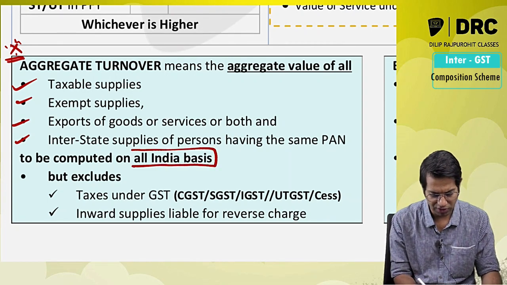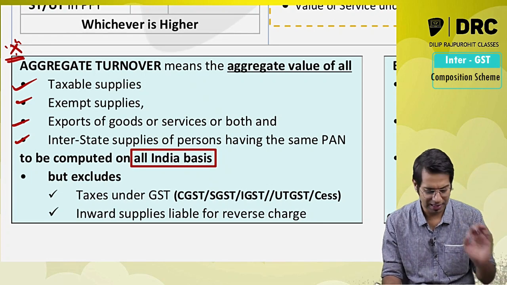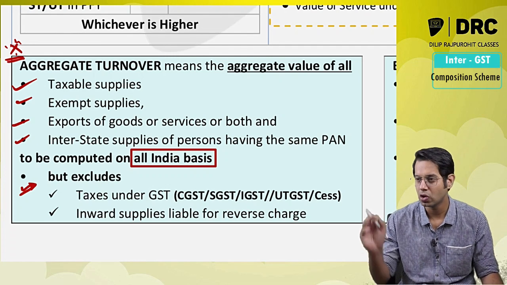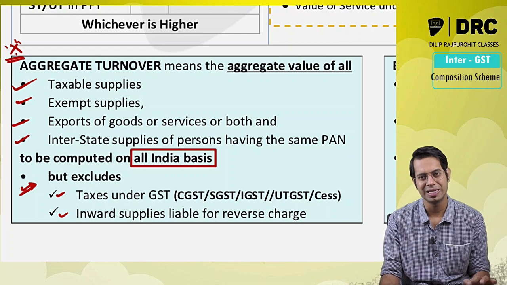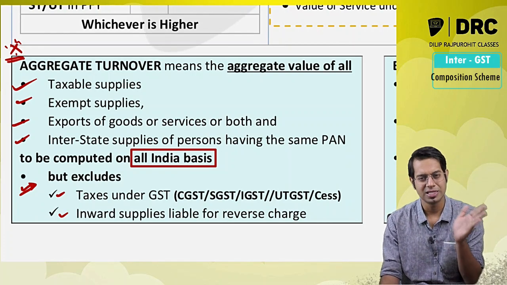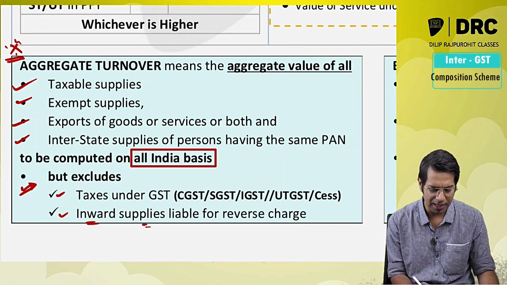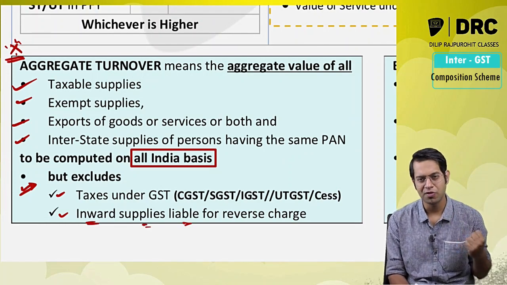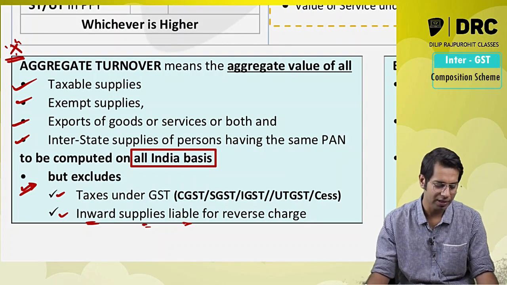This aggregate turnover is required to be computed by you on an all India basis or pan India basis. In computing it, you are not required to include, it shall exclude, the taxes under GST, that is IGST, CGST, SGST, UTGST, GST compensation cess, and your inward supply liable for reverse charge. So whatever purchases or inward supply you are making, on which you have to pay tax under reverse charge, that also shall be excluded.